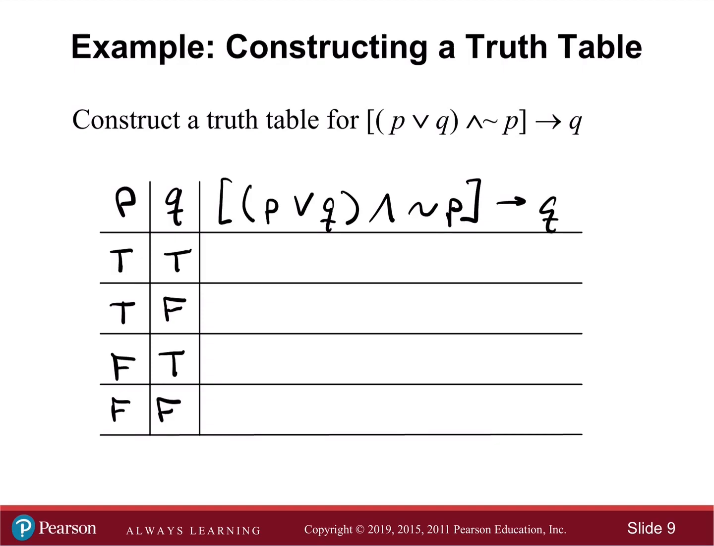All right, so again, this is our column 1. This is our column 2. And then the parentheses dictate our order, right? So we start with our innermost set of parentheses, which is going to be this P or Q. So we're going to start there.